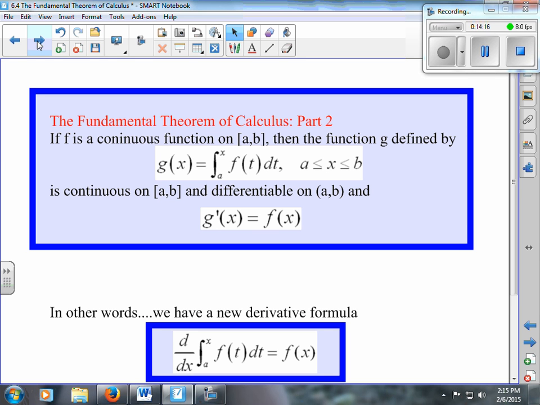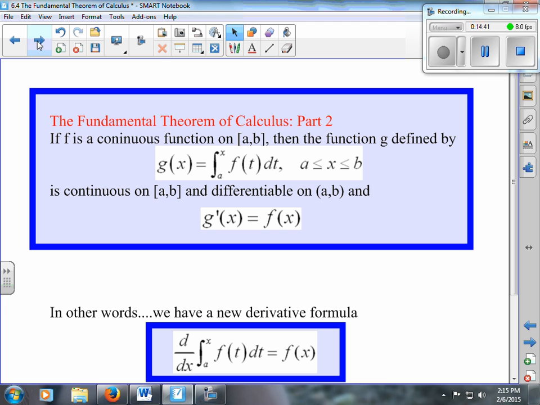Because if you know that the area gives you the antiderivative, then the derivative of the antiderivative should have been the original. And that's what the fundamental theorem of calculus part 2 says. It's talking about the fact that an integral is the inverse, or the opposite operation, of a derivative. And so this is our definition.